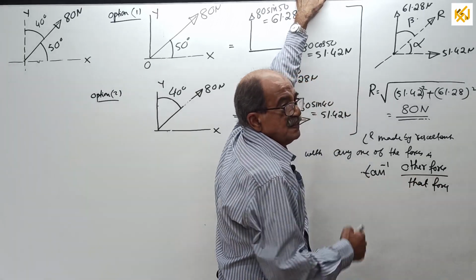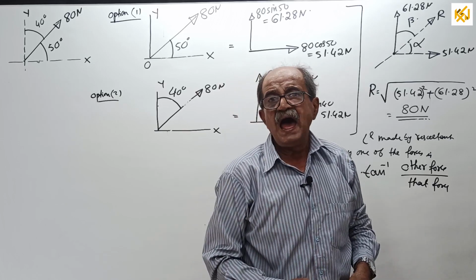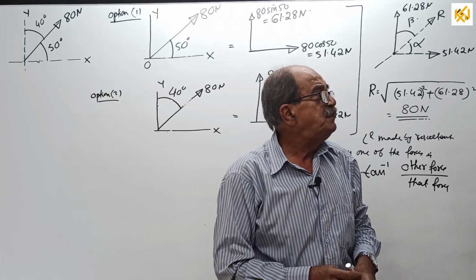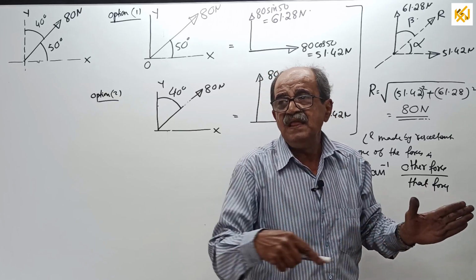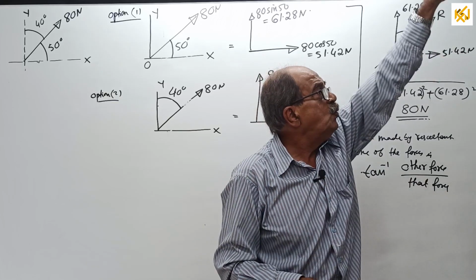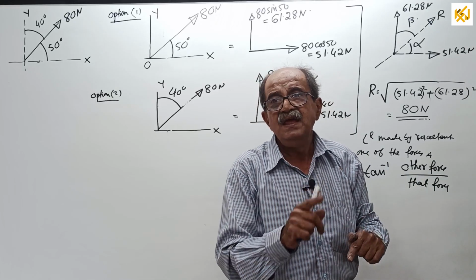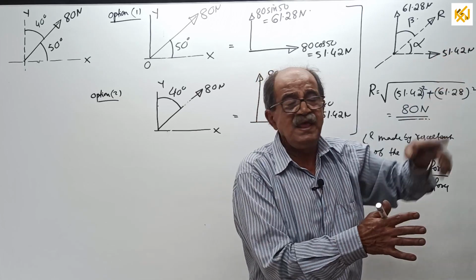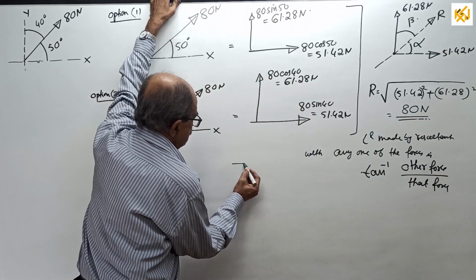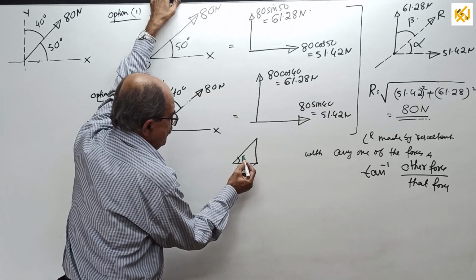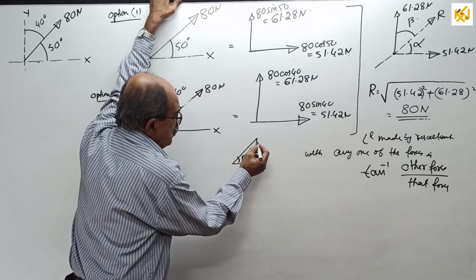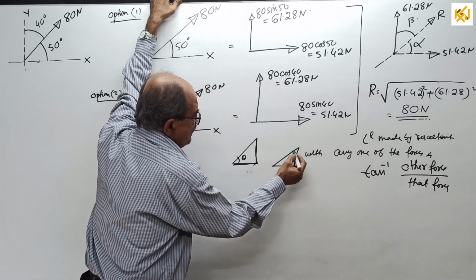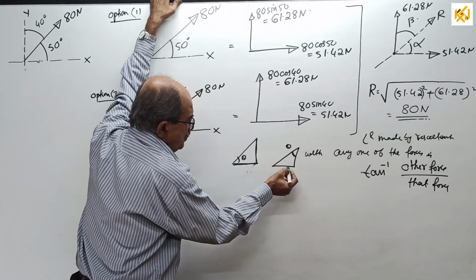See, this you can easily understand because tan theta is always equal to opposite by adjacent. If you want the angle with the x direction, tan theta equals y by x, not x by y. If you want the angle with the y direction, then tan theta equals x by y. See, if this is theta, tan theta equals y divided by x, or if I take this theta, tan theta equals x divided by y.